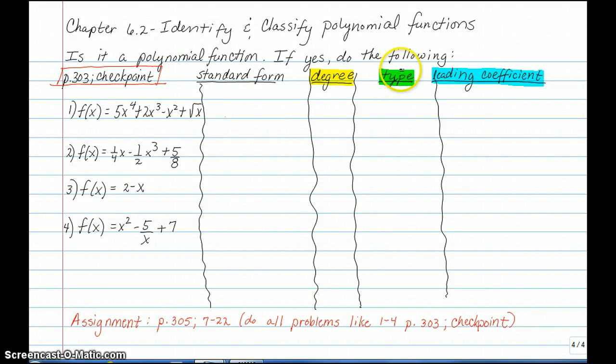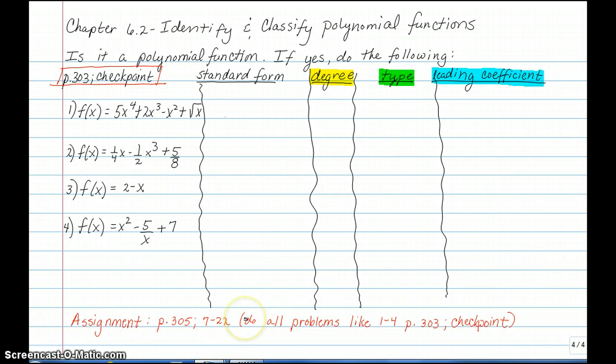And I'm going to go ahead and use these colors to highlight the different parts on the standard form polynomial function. If it's not a polynomial function, then we'll just write not a polynomial function. We won't do any of these types. You're going to use this form to do the assignment on page 305, 7 through 22.